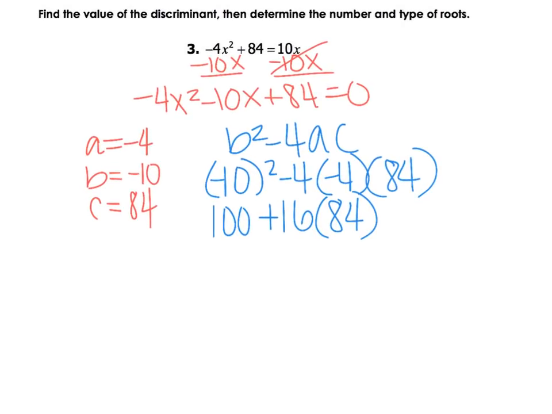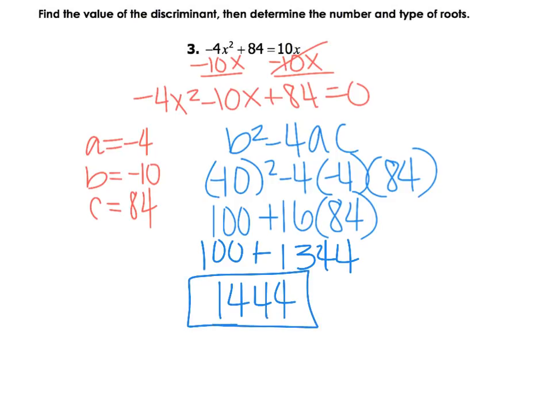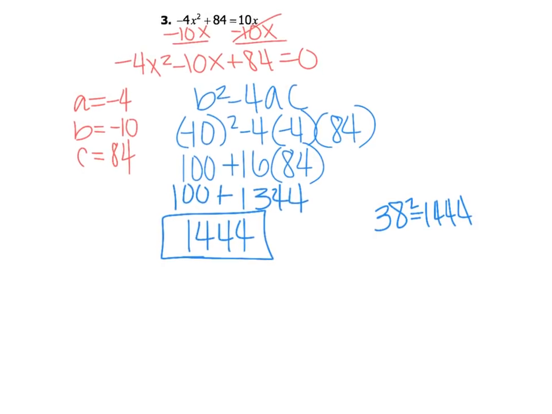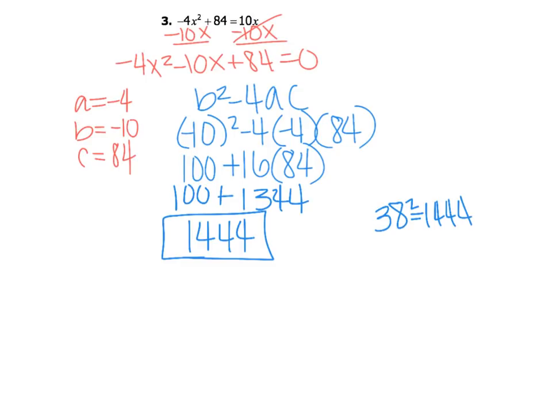Positive 16 times 84 is going to give us 1,344 plus 100. We end up with 1,444. So that is the value of our discriminant. And believe it or not, 1,444, if you plug that into your calculator, that is a perfect square, all right? 38 squared equals 1,444. So it's greater than 0, it's positive, and it is a perfect square. That means we are going to have two real rational roots.